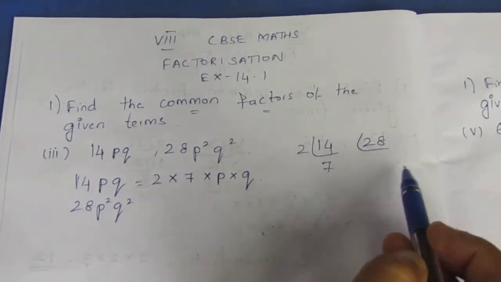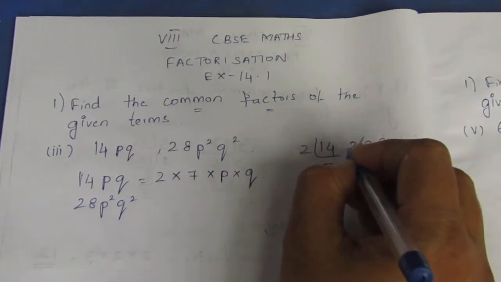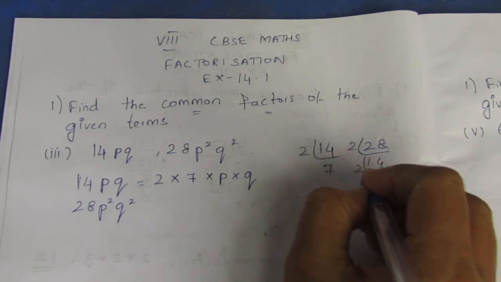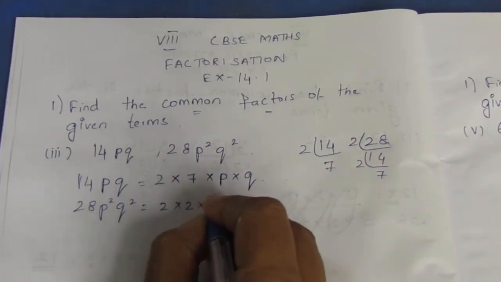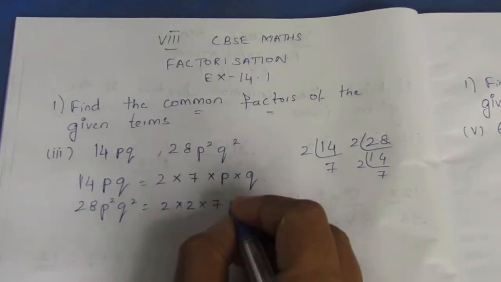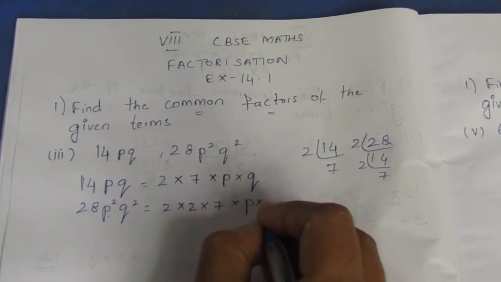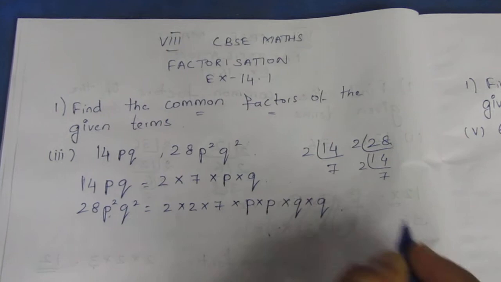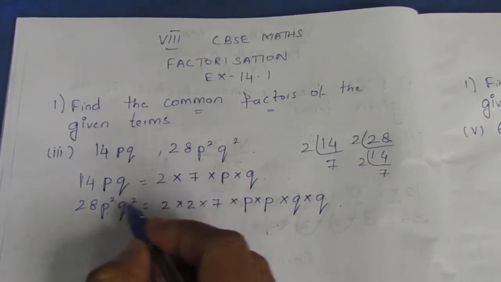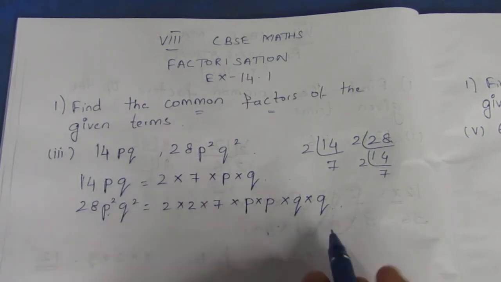We know that the unit digit is 8, so it goes in two tables. So 2, 14, 2, 7. Now it is 2 into 2, then 7. For P square, it is P into P is P square. So there are 2 P in it, there are 2 Q in it. I will also teach one easy method for you. First I will let you know this is the factorized form of the given terms.